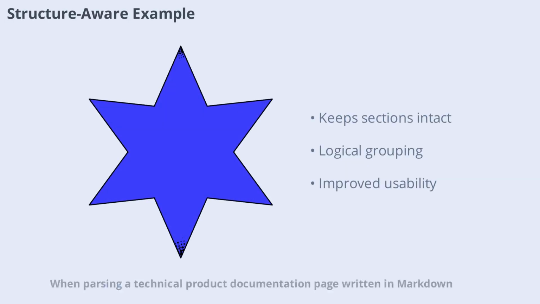In parsing a technical product documentation page written in Markdown, a structure-aware chunker ensures that a subheading and all its nested bullet points are bundled together.